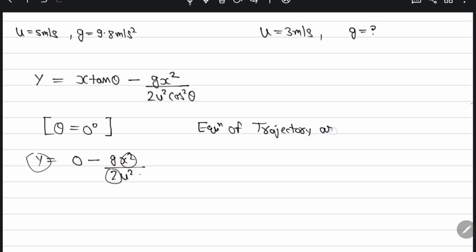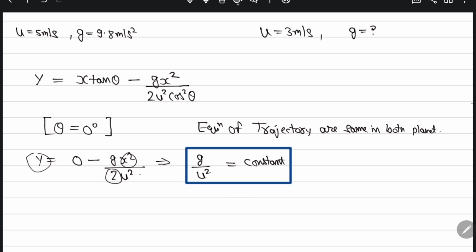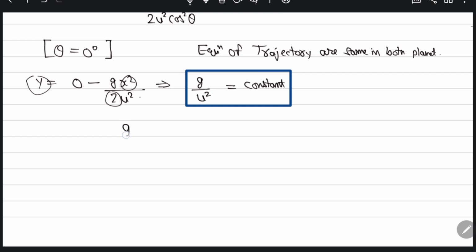is the same in both planets, right? So from here we can conclude that g by u square is equal to constant. From that information we can find g2, right? g2 by g1 is equal to u2 upon u1 whole square.